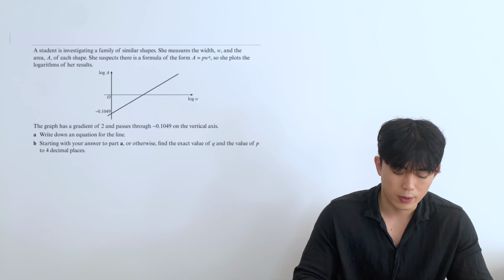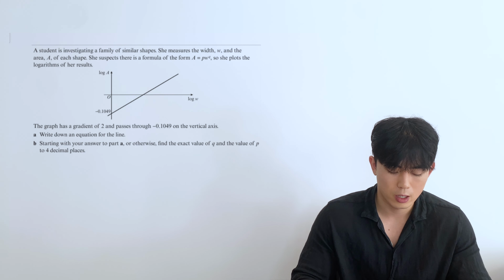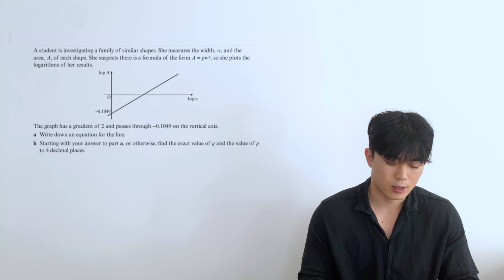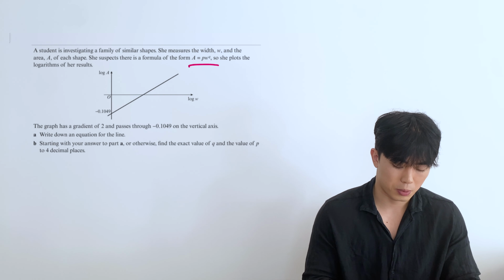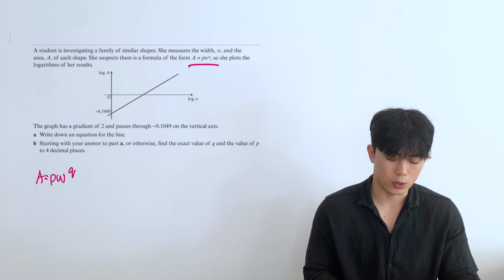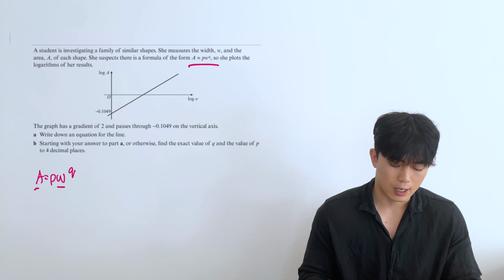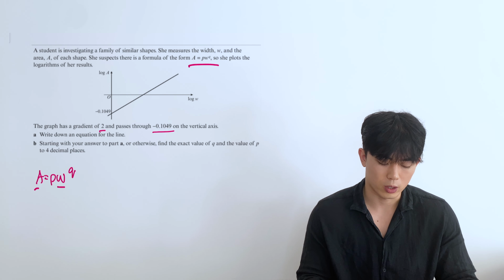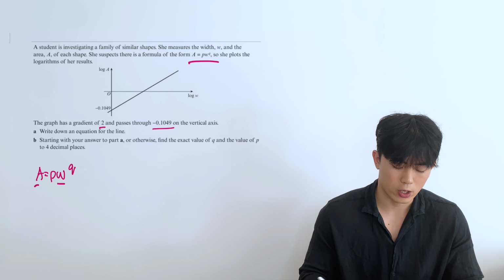So we have a student who's investigating a family of similar shapes. She measures the width w and the area a of each shape, and she suspects that the formula is in the form a is p w to the q. So the variables here are w and a, right? And she says the graph has gradient 2 and y-intercept minus 0.149. Write the straight line equation.